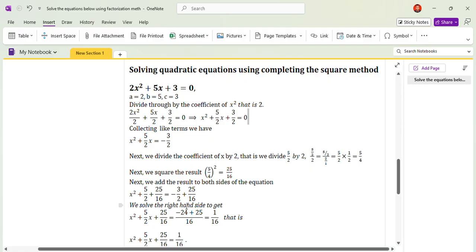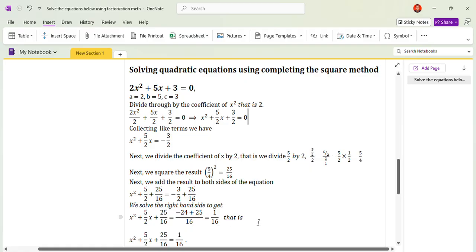Now 16 divided by 2 will give us 8. 8 times minus 3, that's minus 24. Then 16 divided by 16, that will be 1. 1 times 25, that's 25. So we have minus 24 plus 25 over 16. Then minus 24 plus 25 will give us 1. So the answer is 1 over 16.